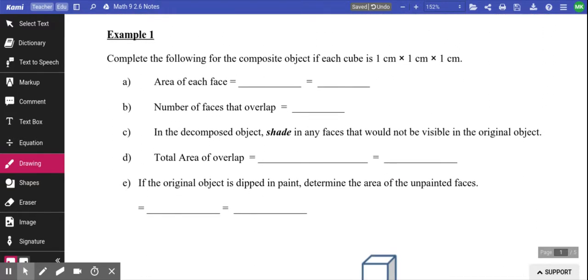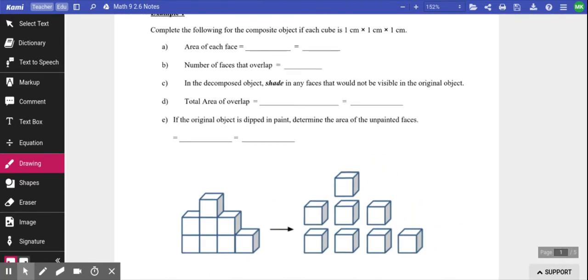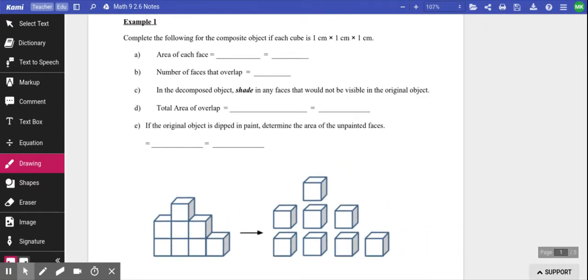It says complete the following for the composite shape if each cube is 1 centimeter by 1 centimeter by 1 centimeter. So if you look down here, I just need to zoom out a little bit. Example 1 is talking about this shape down here, all these little cubes. And they've told us that every side is just 1. So when you're looking at this cube, one side length is 1. And they're all the same. So each line equals 1 centimeter.